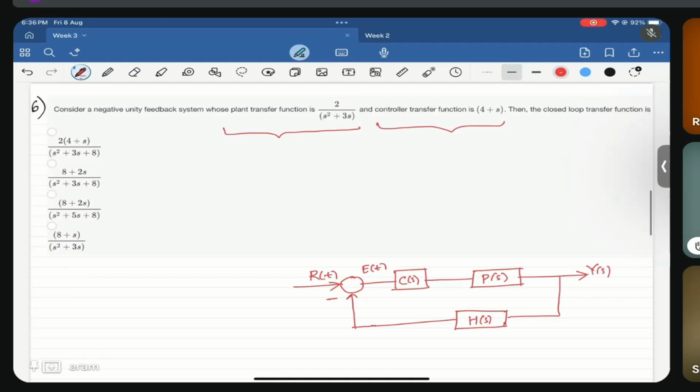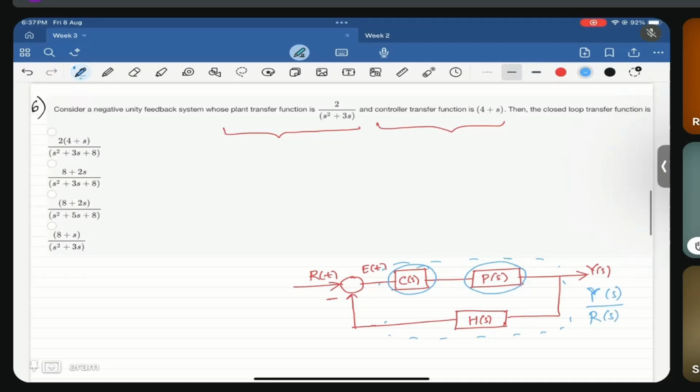So in this case we are given the plant transfer function, and we are given the controller transfer function C(s), and we have to find the closed loop transfer function. Closed loop transfer function means this Y(s) by R(s).